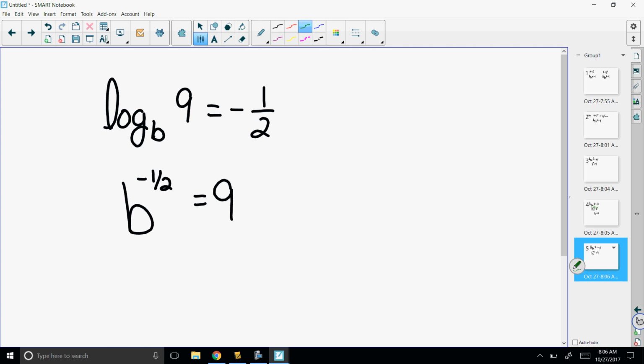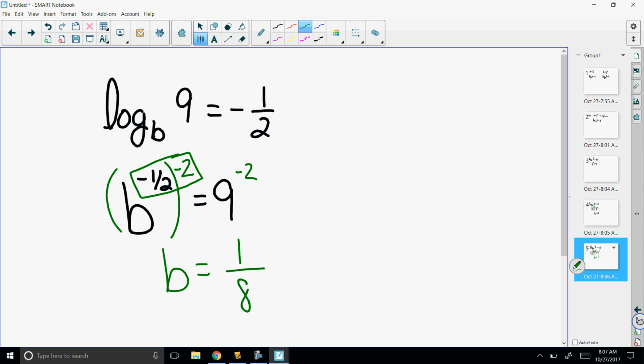Now the thing is you have that negative exponent. You're taking a root. You might think it's 81. But that negative exponent, remember, to get rid of it, the inverse operation would be to raise it to the reciprocal of that power. So I'd raise it to the negative 2 power. And if you were to do that, b to the negative 1/2 raised to the negative 2 power is just b. What is 9 to the negative 2 power?